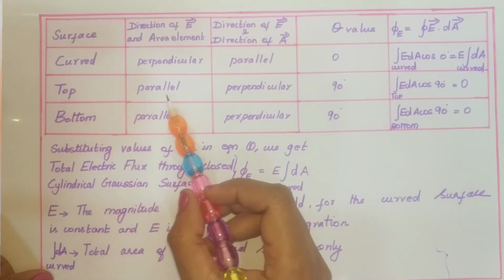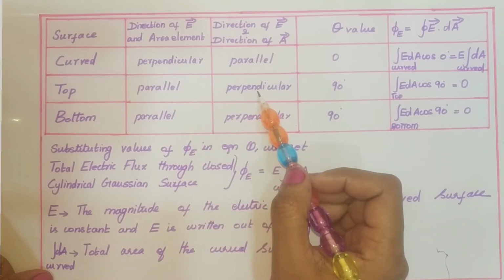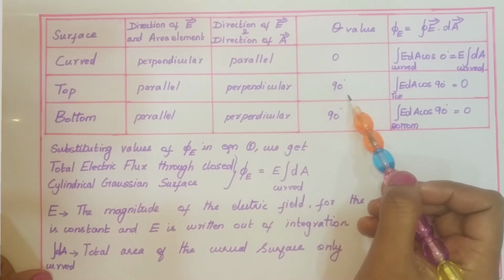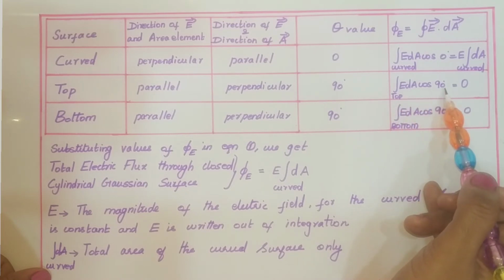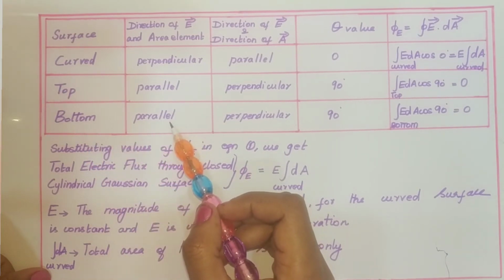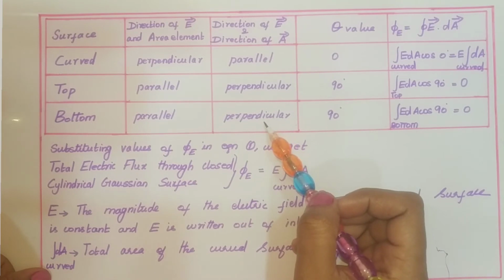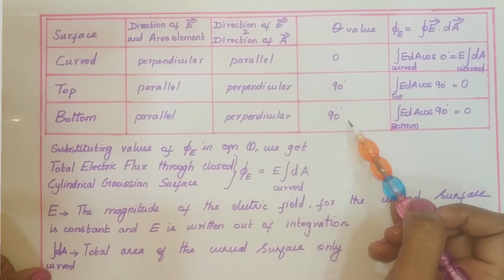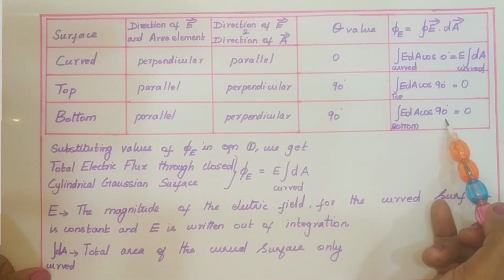For the top surface, the direction of the E vector and the area element A vector are perpendicular. Theta takes the value 90 degrees, and the integral over the top surface of E dA cos 90 is equal to 0. For the bottom surface too, the direction of the E vector and the A vector are perpendicular, theta is 90 degrees, and the integral over the bottom surface of E dA cos 90 is equal to 0.